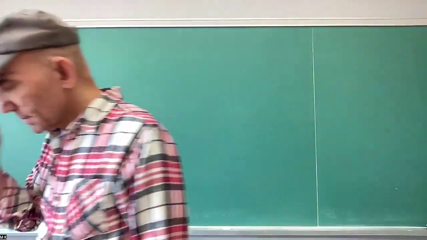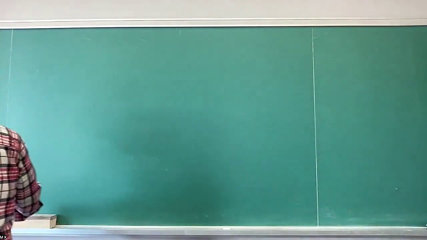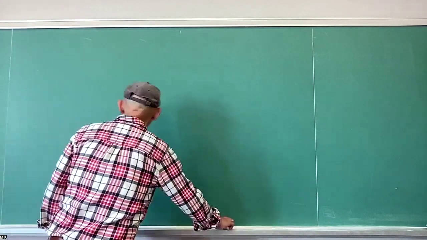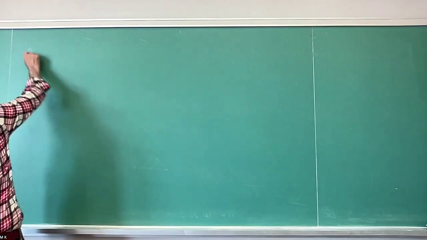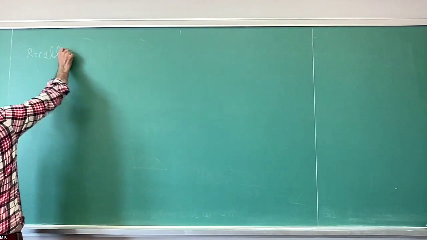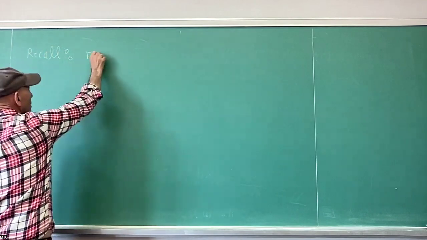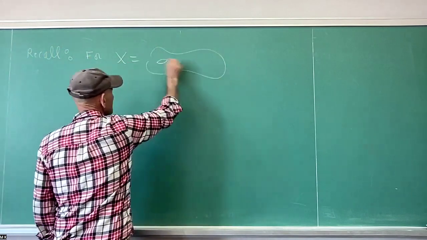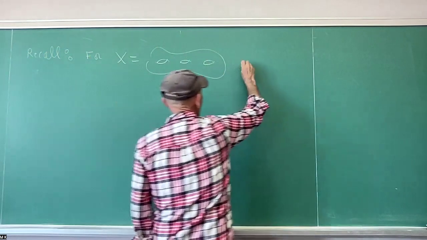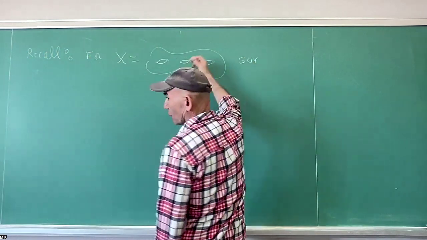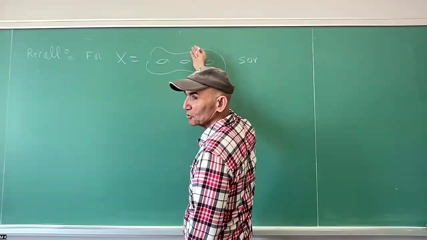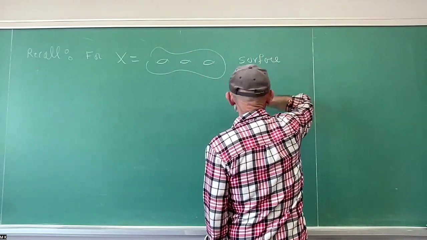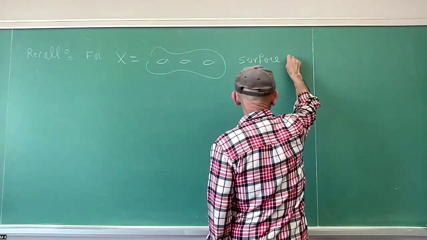Okay, so now let's take some results from topology that we need. Let's recall from your algebraic topology course that for X, which is just the surface of genus G, this is not a question of complex structure now, it's a pure question of pure topology. As a surface, it's an orientable compact surface of genus G.